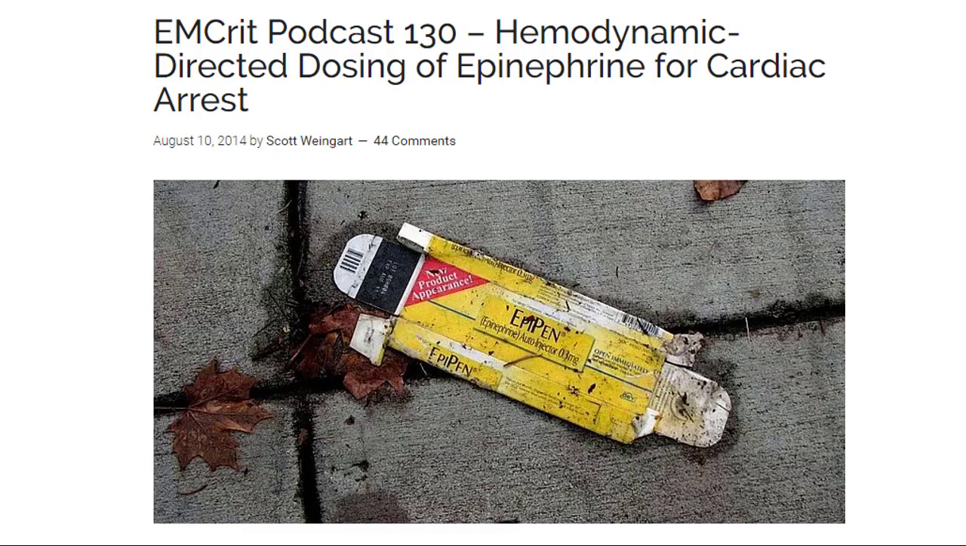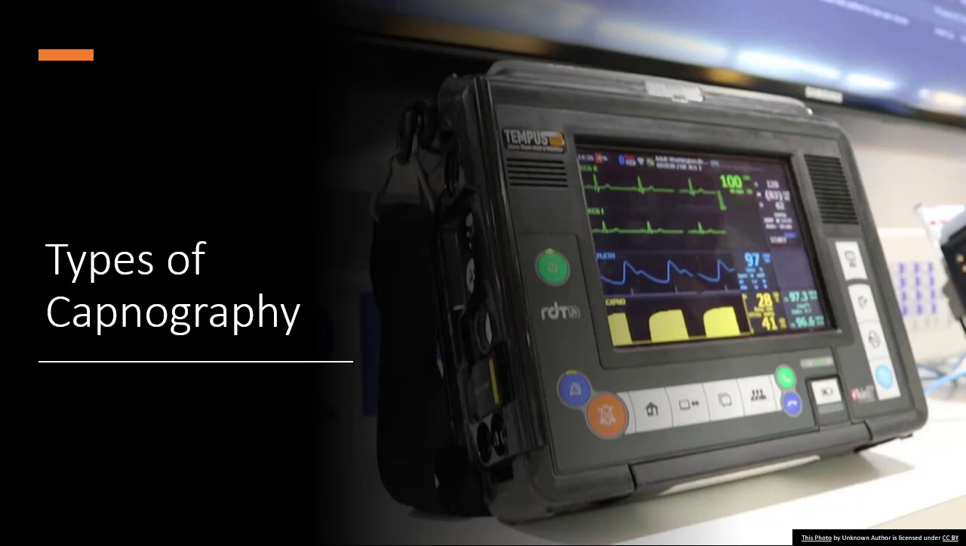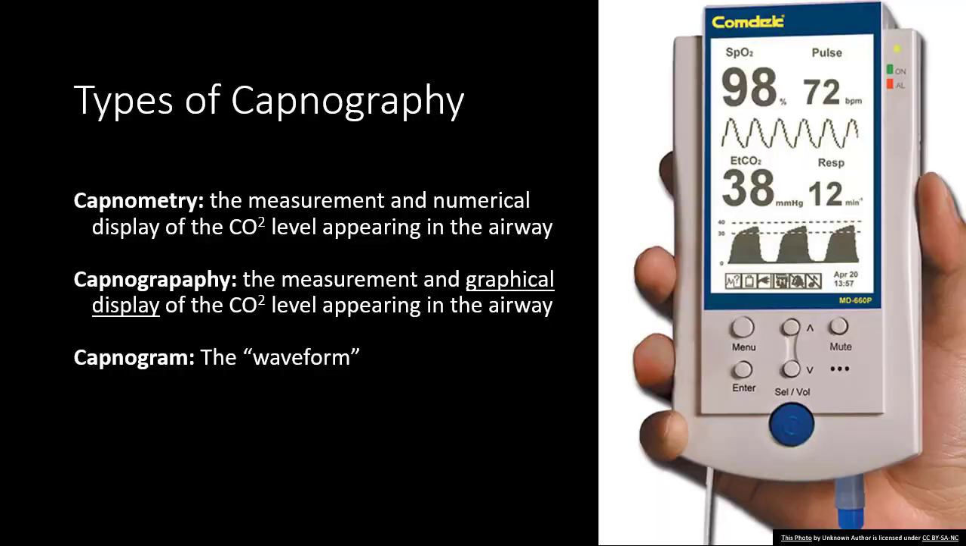So we've talked a lot about the physiology of capnography, the metabolic parts of capnography. Let's talk about capnography as a technology, because you have to understand how the technology works in order to understand what you're reading as well. So there's three basic types of capnography. There's capnometry, which is just a numerical display.